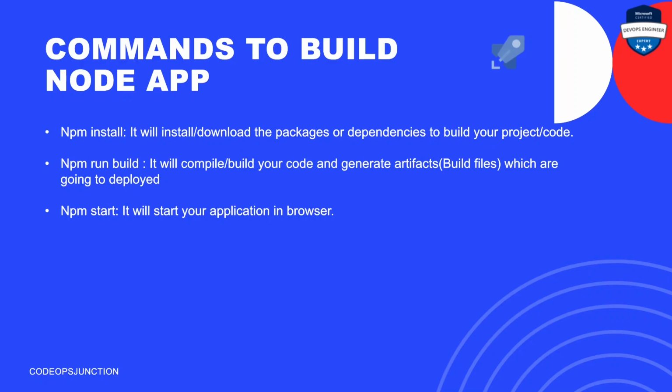But in case if we are going to deploy this node application into Azure Pipelines, then npm start will not work. We have to do npm install and npm run build, and then after npm run build, all the build files will be stored in an artifact folder, and from there we will take the build files or artifacts and we will push it into an Azure web app. So I hope you guys understood as of now.